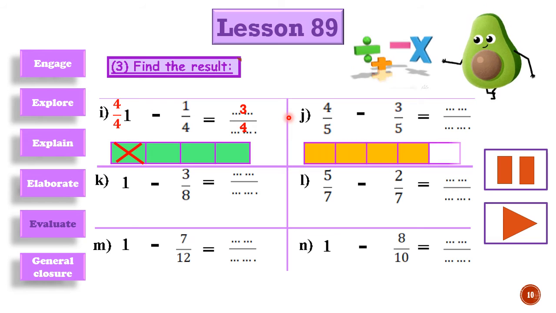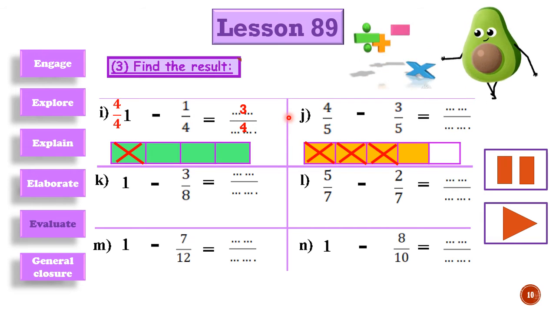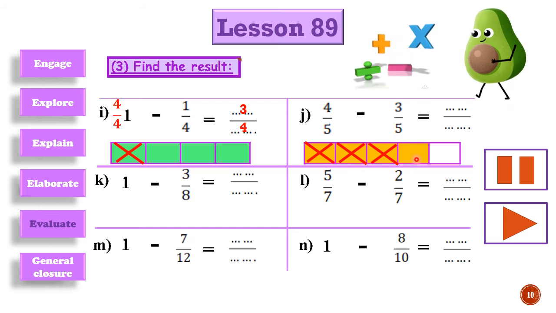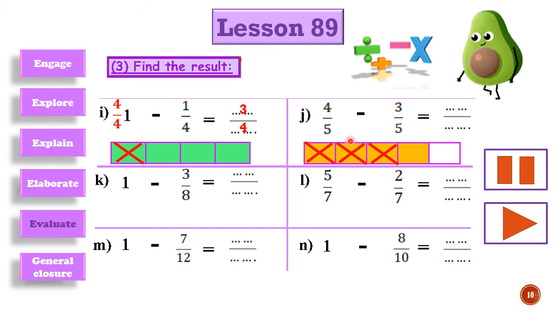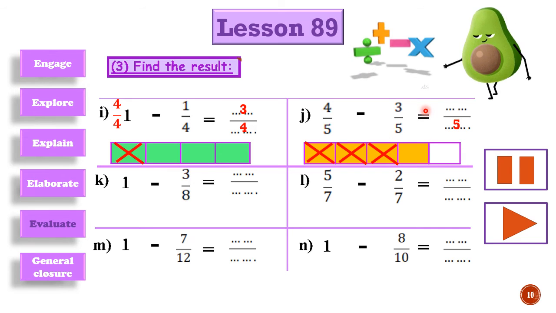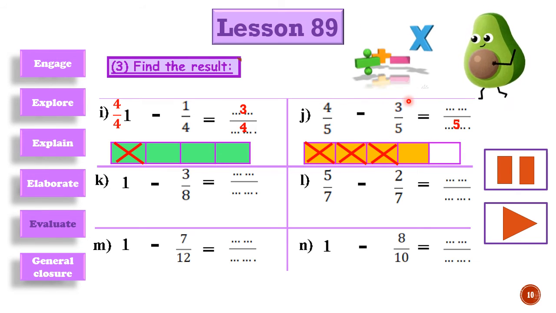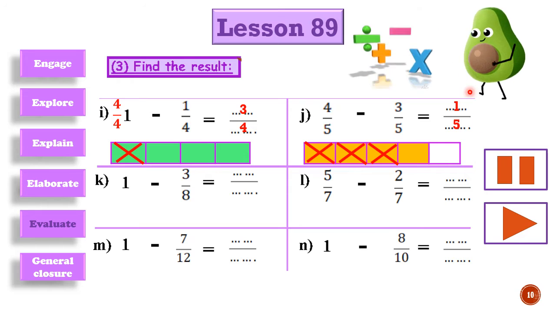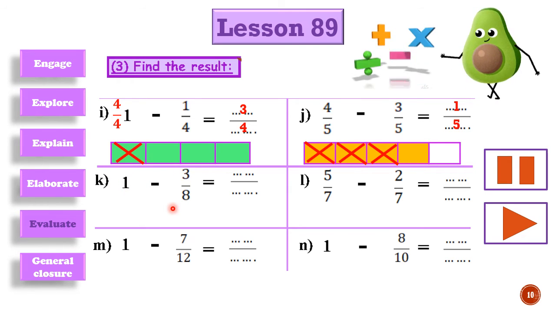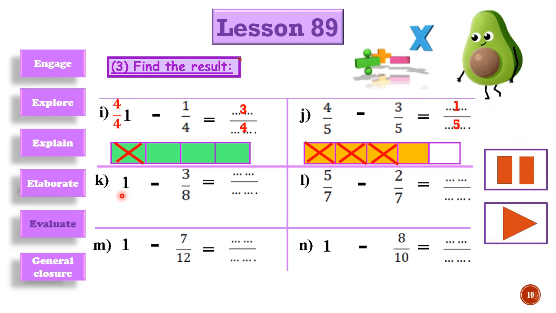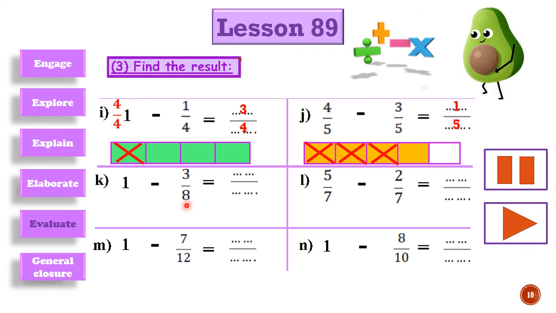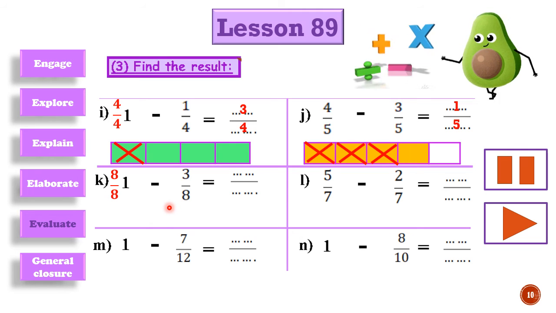If I draw this model and cancel 3 parts out of 4, the rest will be just 4 fifths. Okay, here we have 5 in the denominator, and 4 minus 3 equals 1. It will be 1 fifth. Here we have 1 minus 3 eighths. This one equals 8 eighths, as the denominator of the other fraction. It will be like this.